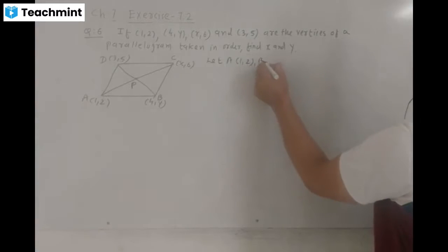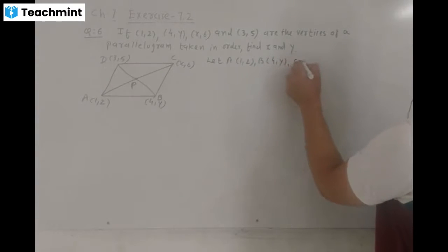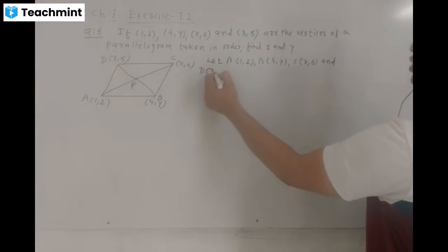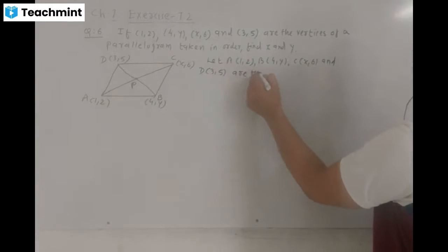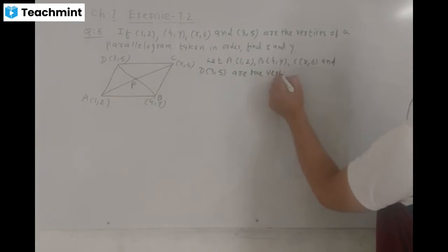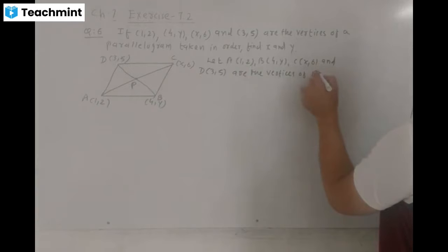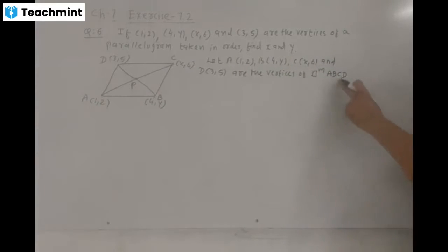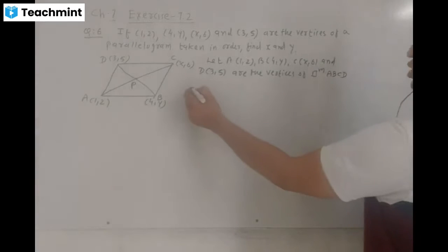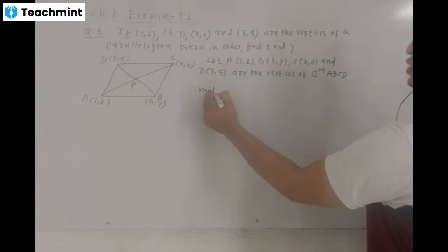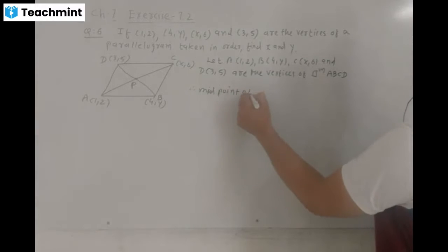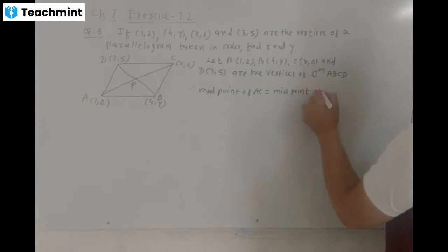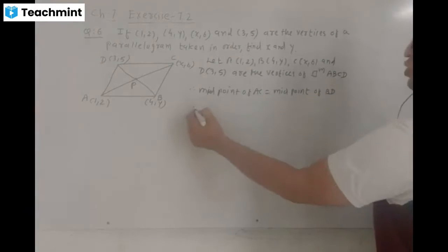B (4, y), C (x, 6) and D (3, 5) are the vertices of a parallelogram. That is the symbol of parallelogram ABCD. Parallelogram ABCD. Therefore, the midpoint of AC is the same as the midpoint of BD. What is the midpoint of AC?